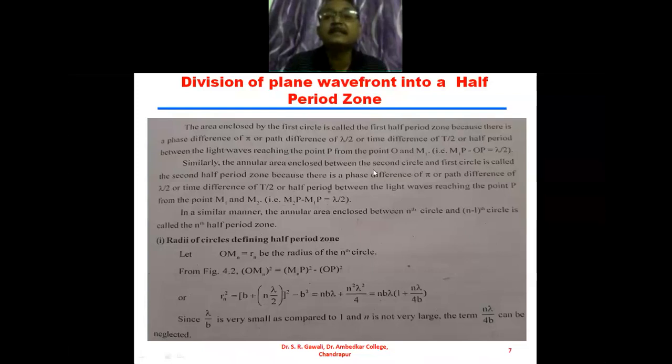Similarly, the annular area enclosed between the second circle and the first circle is called the second half period zone, because there is a phase difference of pi, or path difference of lambda by 2, or time difference of T by 2, or half period, between the light waves reaching the point P from M1 and M2. The secondary waves emitted from M1 and M2 reach the point P. What will be the path difference between the two? M2P minus M1P is again lambda by 2.